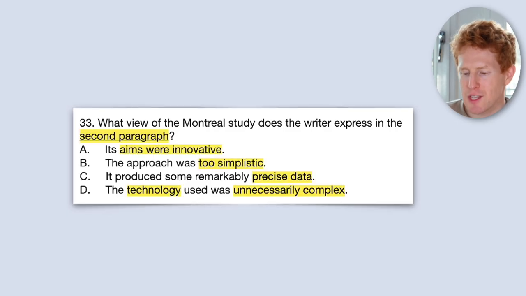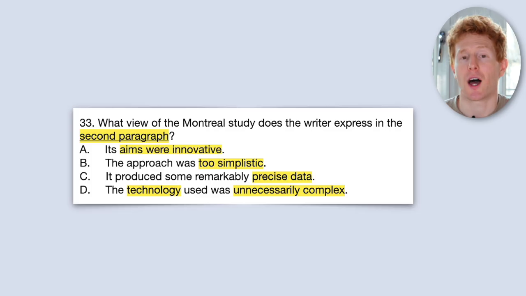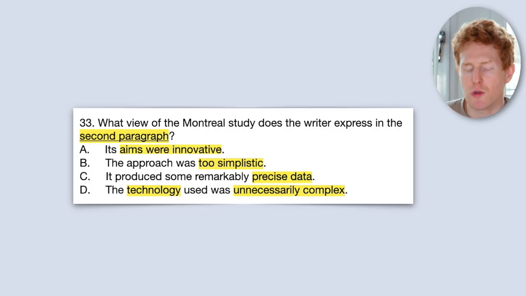Okay, these are the words I would highlight. What view of the Montreal study does the writer express in the second paragraph? So we know the answer is in the second paragraph. A: Its aims were innovative. Innovative means new and unlike anything before. B: The approach was too simplistic. Simplistic is from the word simple.